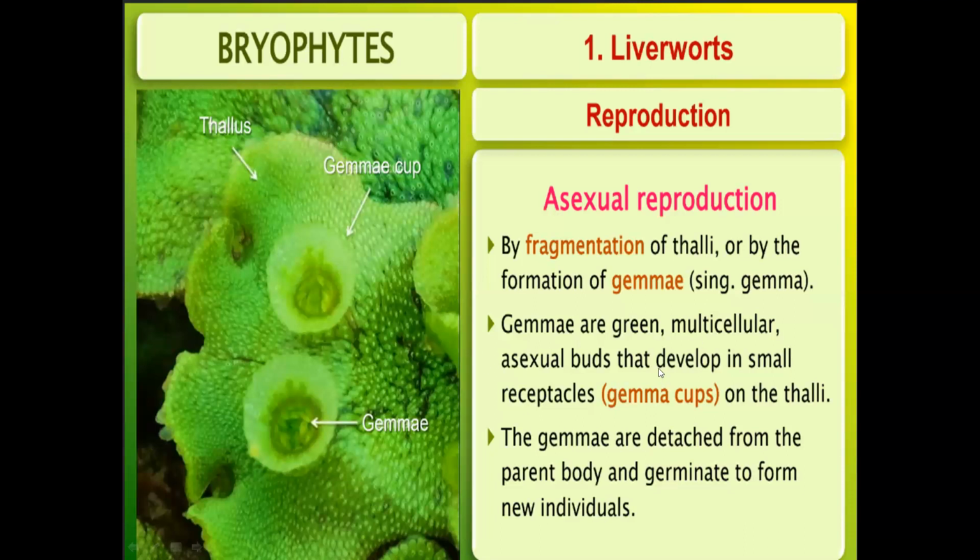Gemma cups. So, important term, you write gemma cups. This is the first time we are coming across this word. Fragmentation you don't write because we have come across fragmentation many times. But remember that they reproduce both by fragmentation and gemmae. So gemmae, they are cup-like structures which get detached from this body and grow into a new bryophyte.